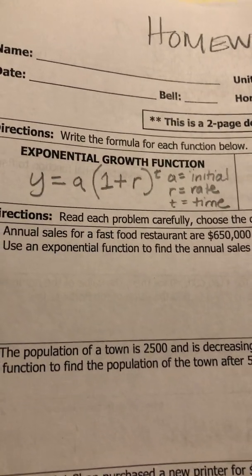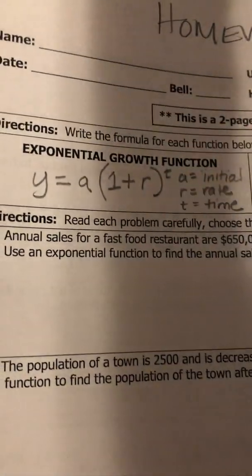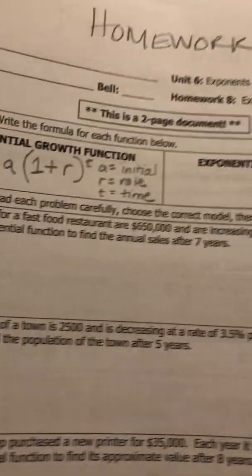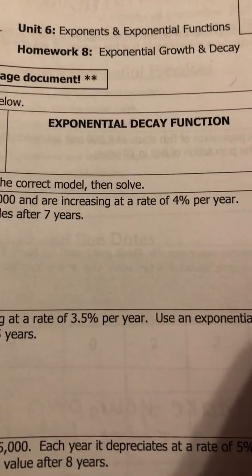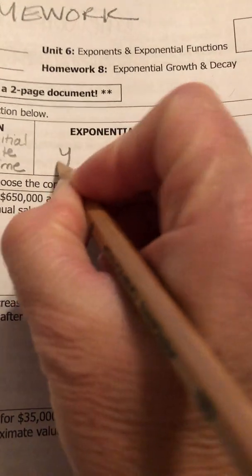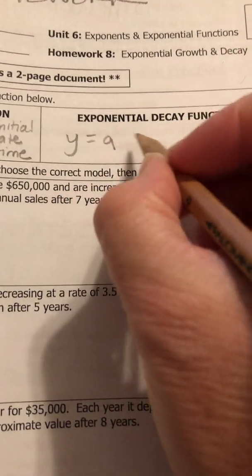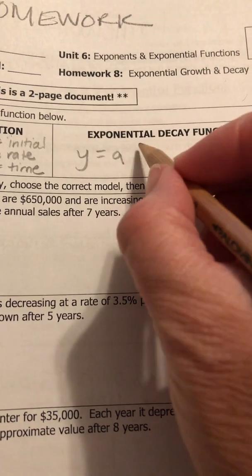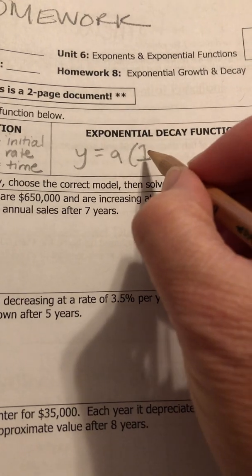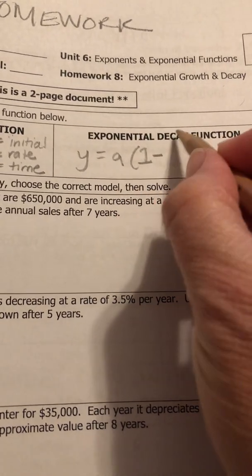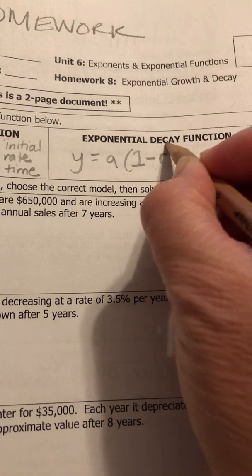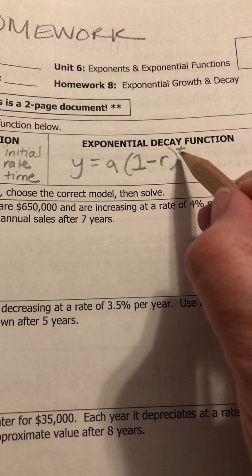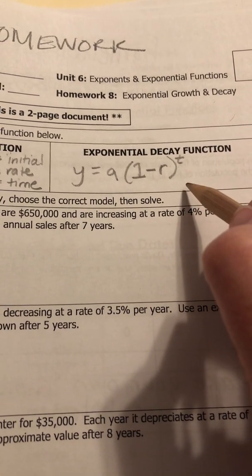If I think about my decay, it's going to look very similar. So if I go over here to my exponential decay function, I'm going to have y. This should look very familiar. And then I have my initial amount, or my principal here. I have 1. And I'm going to subtract because it's decaying. It's getting smaller. Minus my rate. And I'm going to take that all to an exponent of t, which is my time.